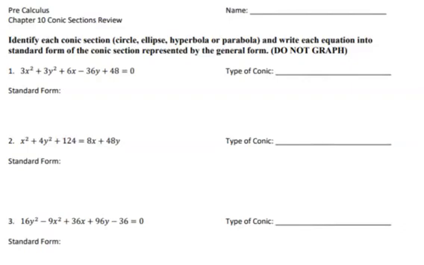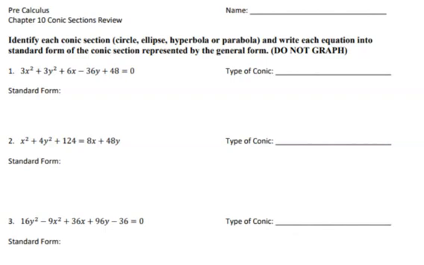Hi, pre-calc. This is Miss Jensen, and we are going to go over the review for the test. I'm just going to start out with 1 through 6 on the review, where we're identifying if it's a circle, ellipse, hyperbola, or parabola. We'll start with the identifying part, and then I'll go back to standard form.